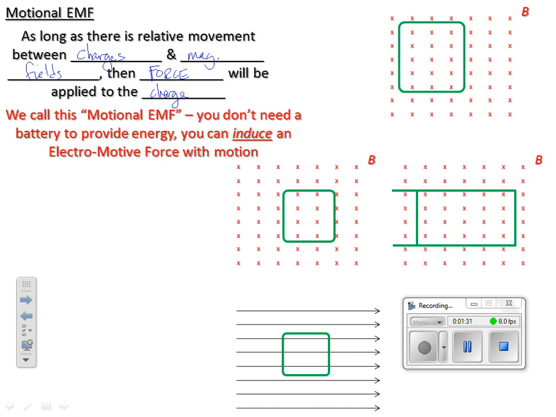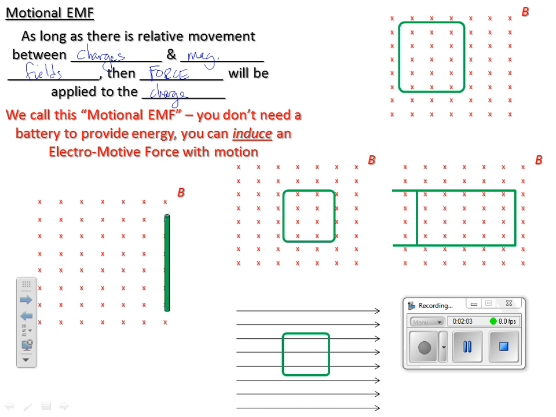We don't need a battery to provide electrical energy. We can induce an electromotive force by moving a wire through a magnetic field, or we could move the magnetic field near a wire. Those things can induce electromotive forces or potential differences, and therefore currents. All right, so if we look at a case like this, let's take this wire and move it across there.